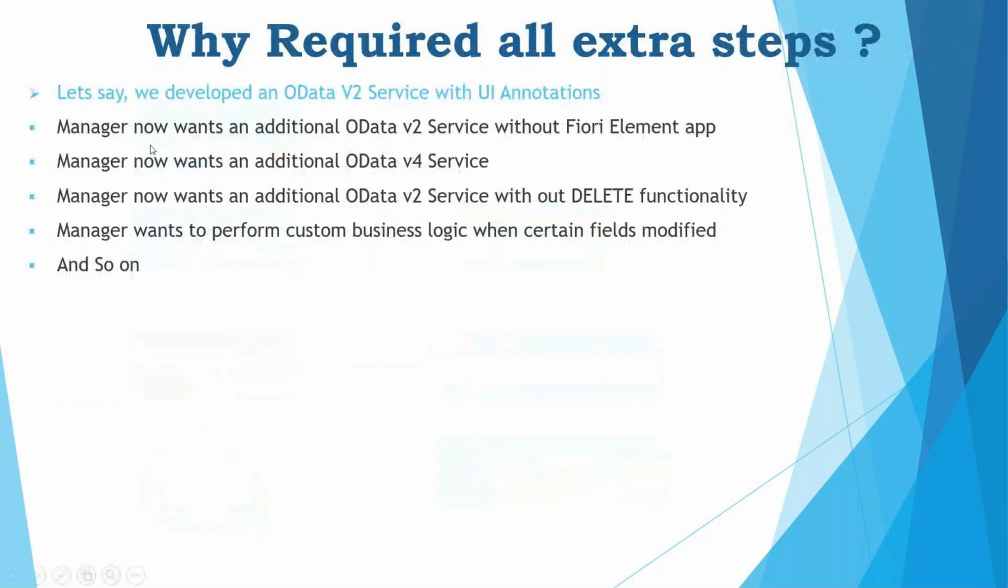Okay. So for example, any client now wants an additional OData V2 service without a Fiori elements app. See, now you have developed a Fiori elements app, but now I don't want the Fiori app, I want an API. Simple. Right-click on the business service. You won't develop from scratch. At the last step, you have a service binding, you right-click and create it. That's it. So these are all additional advantages you get when using RAP.